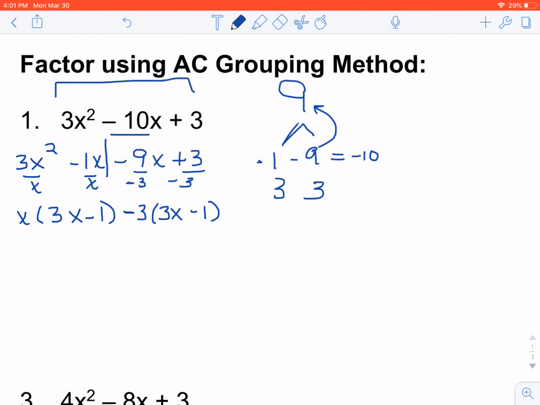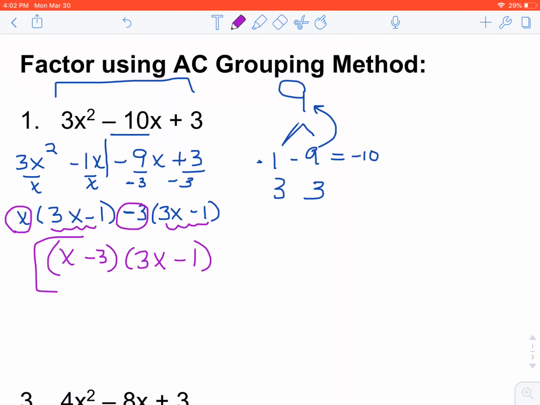So factor by grouping, we did the AC part. We're working on the grouping part. The final part of grouping is to pair the 2 things in front of the parentheses together, because those parentheses are the same. So x minus 3, and then 3x minus 1. That's your final answer. So your factoring answer should look like 2 parentheses being multiplied together.